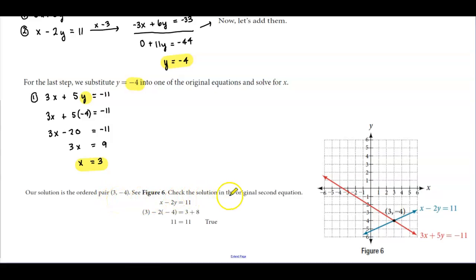And then we can check the solution in the original second equation. If we plug in the values of 3 and negative 4, we would get 11 equals 11, which is true. Also, if we graphed both of these lines on the graph, we can see that they intersect at this point, which is 3, negative 4.